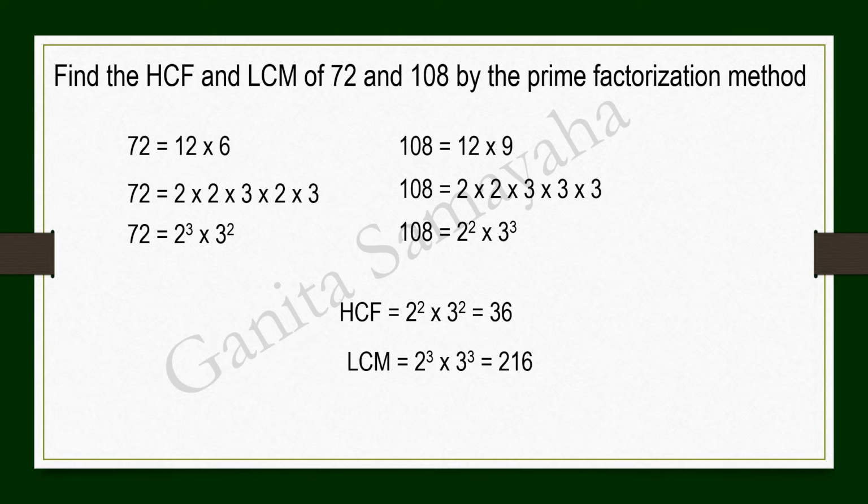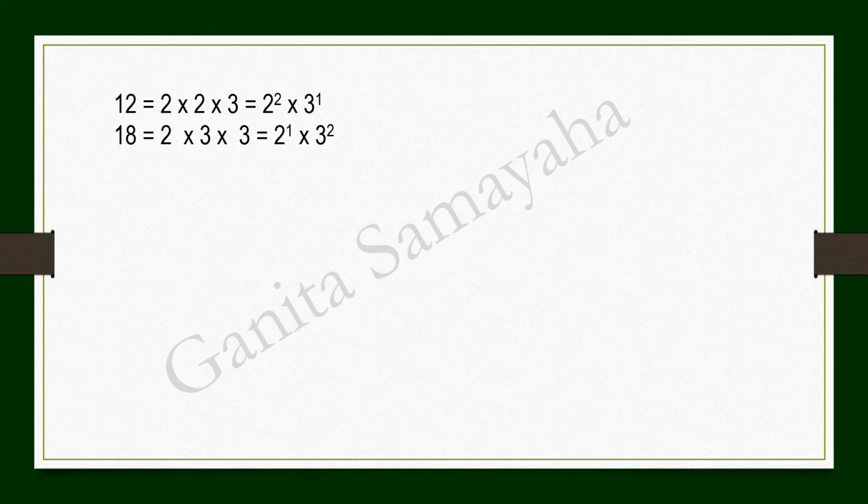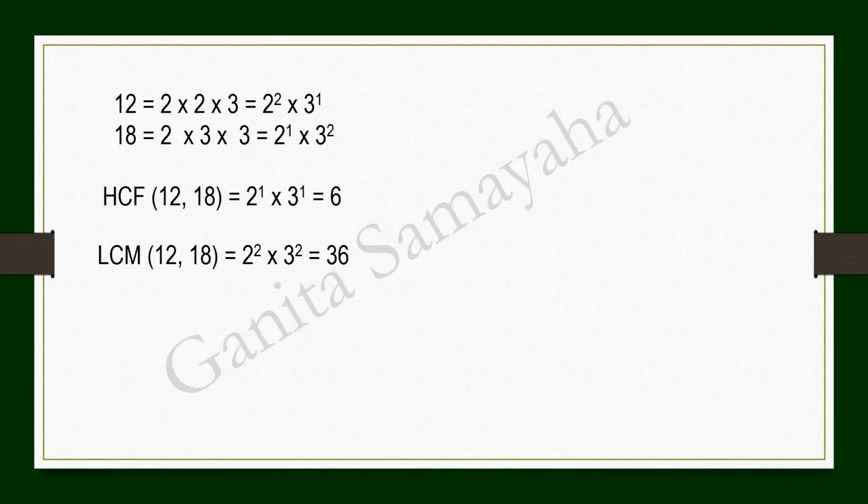Is it clear, children? Okay, now we will observe some interesting relationship between the HCF, LCM and the two given numbers, children. Shall we look into it? Yes, we know that 12 can be written as 2 to the power 2 into 3 to the power 1, and 18 can be written as 2 to the power 1 into 3 to the power 2, and we have the HCF as 6 and we have the LCM as 36.